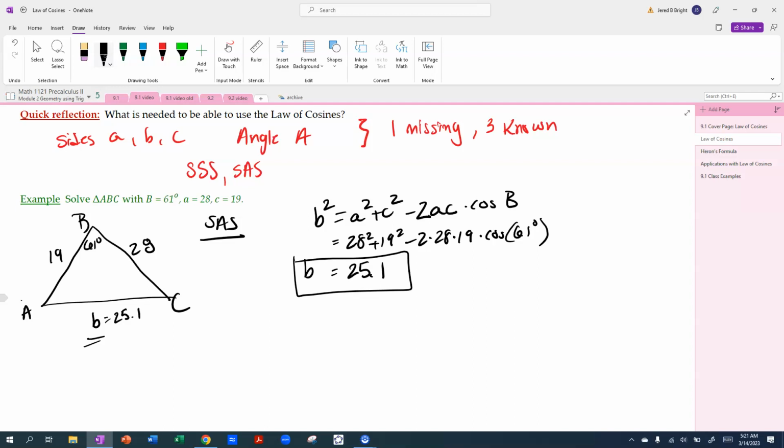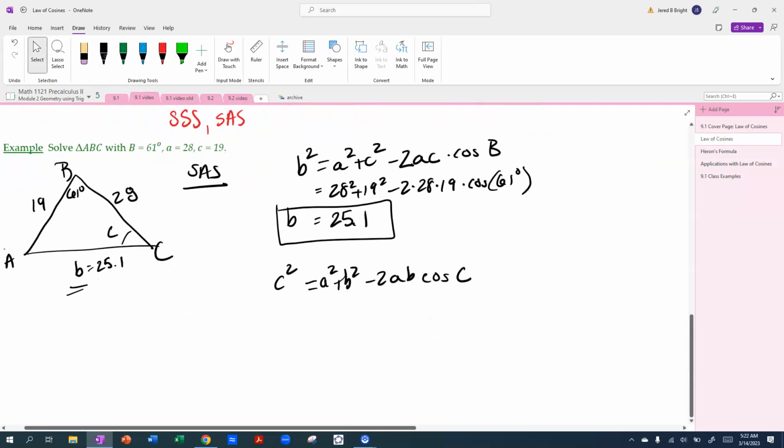Now I need to solve the triangle, which means find all missing angles. Okay. So let's find, for fun, angle C. Okay. So now I'm going to find angle C. Okay, so in my law of cosines formula, I'm looking for cosine of C, so that means C squared would need to be over here, so then I have A squared plus B squared on this side, and then minus 2AB cosine C.